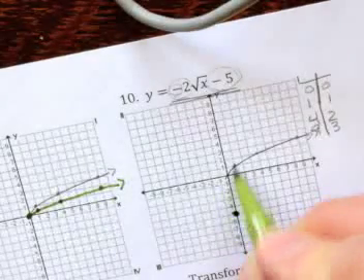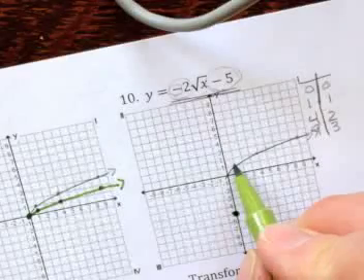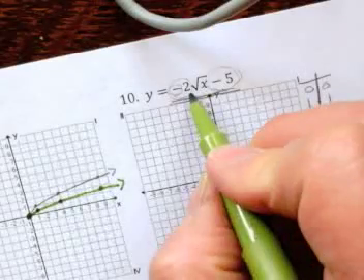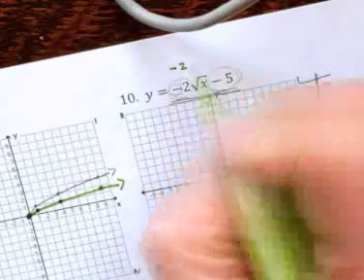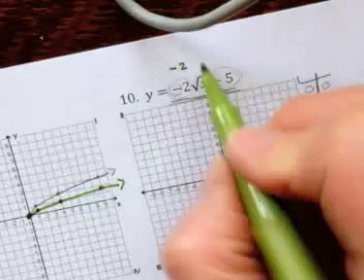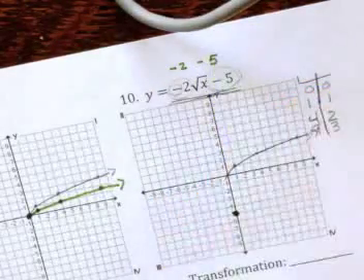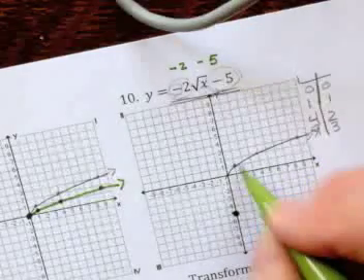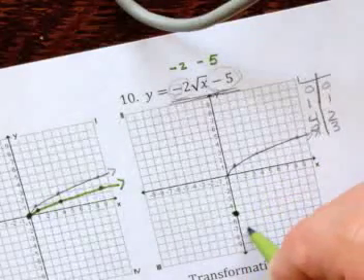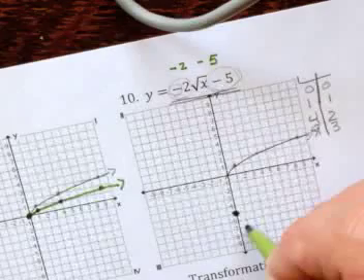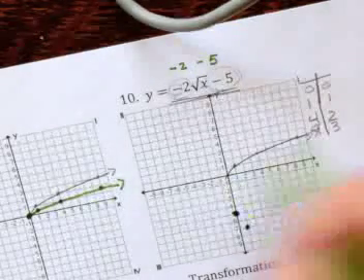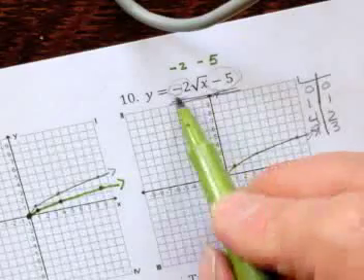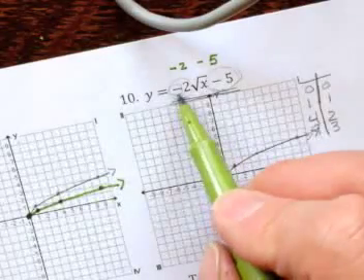Here at 1, 1, I'm going to take my y value of 1 and multiply it times -2. That gives me -2. And then I'm going to subtract 5 from it. So I have a point at 1, -7. Notice how it seems to be opening down instead of up, as in the parent. We would expect that because of this negative coefficient.